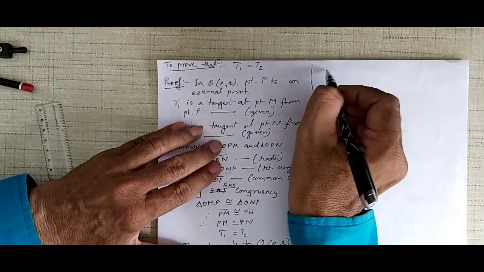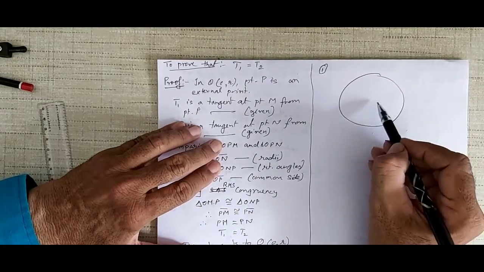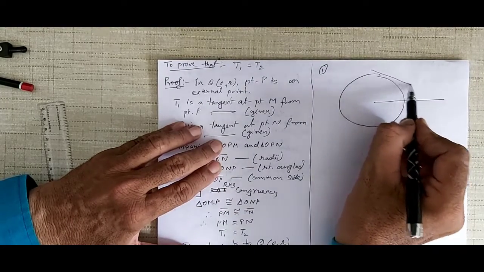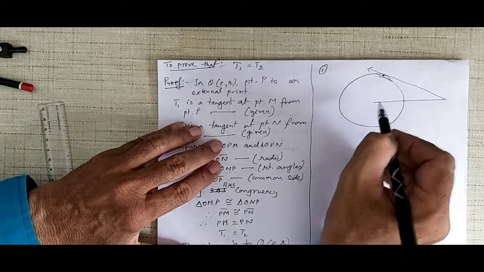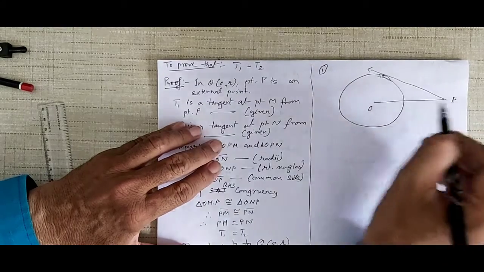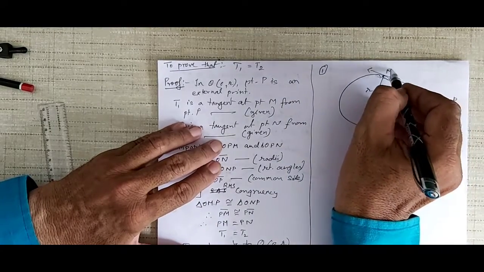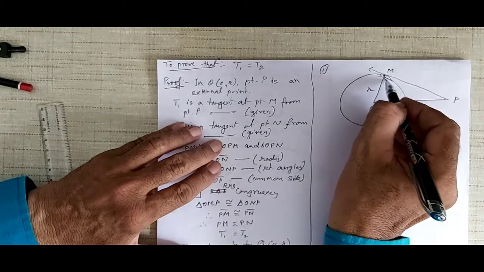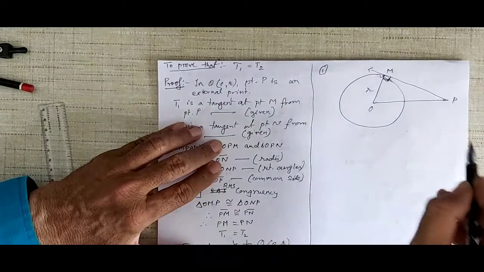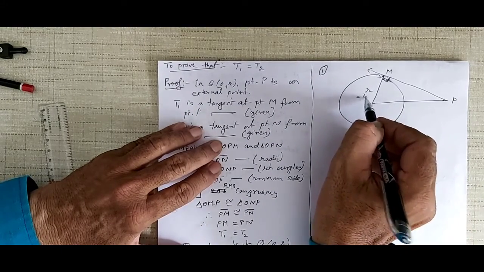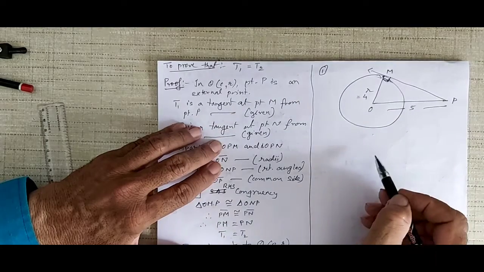If I want to do a problem based on this, suppose this is your circle, and this is an external point, and this is a tangent to the circle here. P is the external point, this is O, and this is the radius, M is the point of contact. This will always be perpendicular. Now, you are given that the radius is equal to 4 and this is equal to 5. Find the length of the tangent.